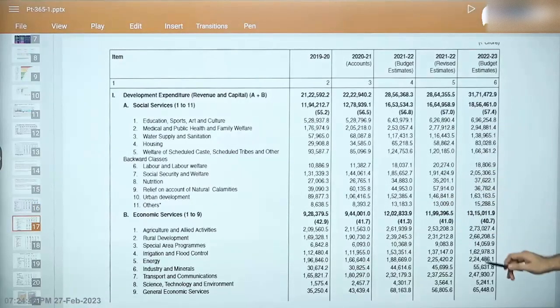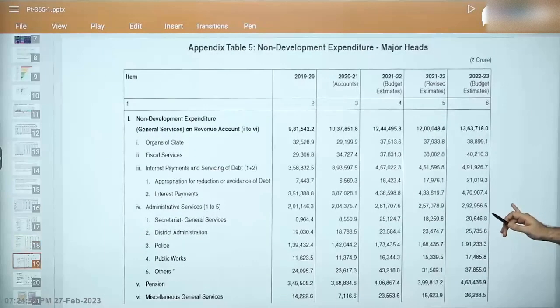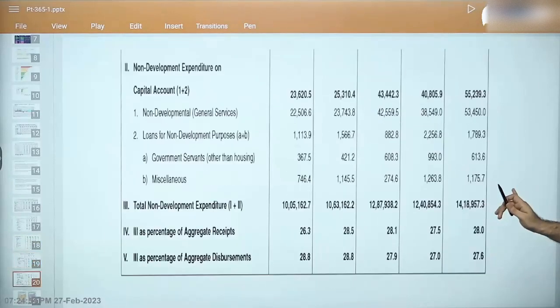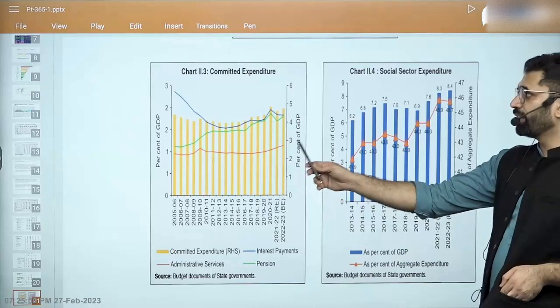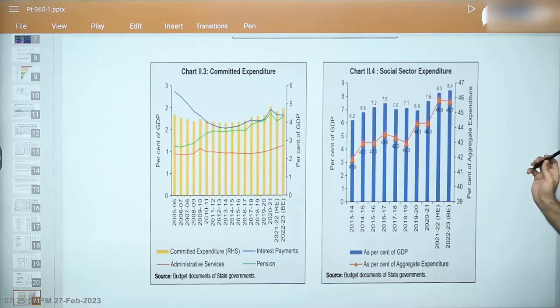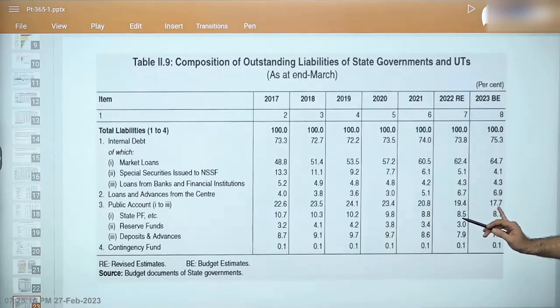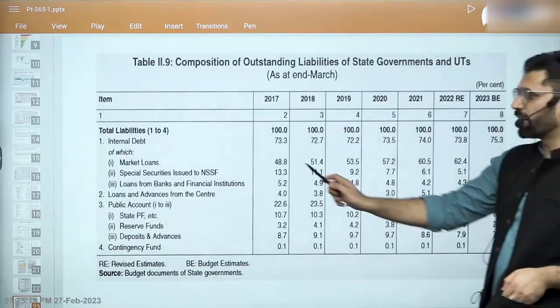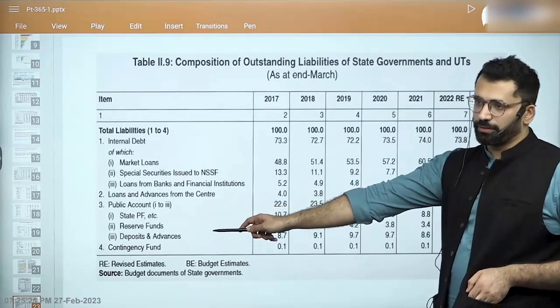The pattern of development expenditure, loans given for development expenditure, the non-development expenditures. This is the committed expenditure which the states have. This is the social sector expenditures. Again, the trends are important, how much the states are spending. Probability is less, but you never know. Liabilities of state governments and UTs, the total borrowings. And what does it include? The market loans, the NSSF, loans from banks, loans from the center, and their public account.